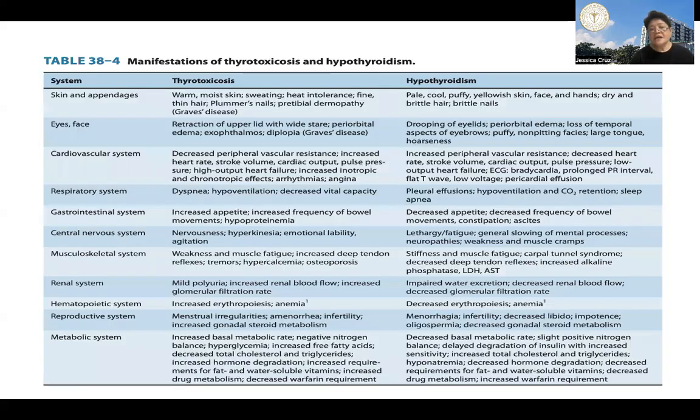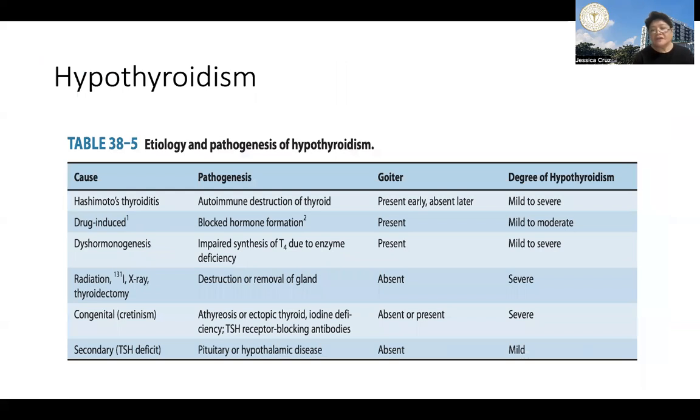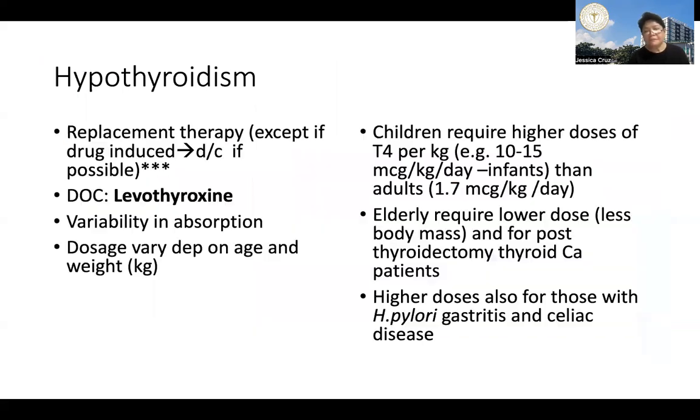thyrotoxicosis. Okay? So these are the manifestations of hyper and hypothyroidism. I'm sure you're quite familiar with them already. This is a multisystemic manifestation, so a lot of systems will show derangement in opposite extremes. Now, these are the various pathogeneses of hypothyroidism, and the degree of thyroid dysfunction.